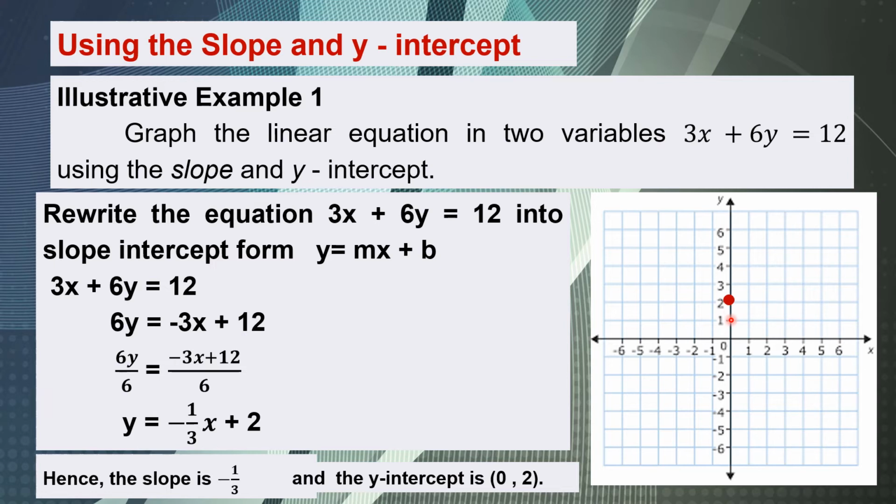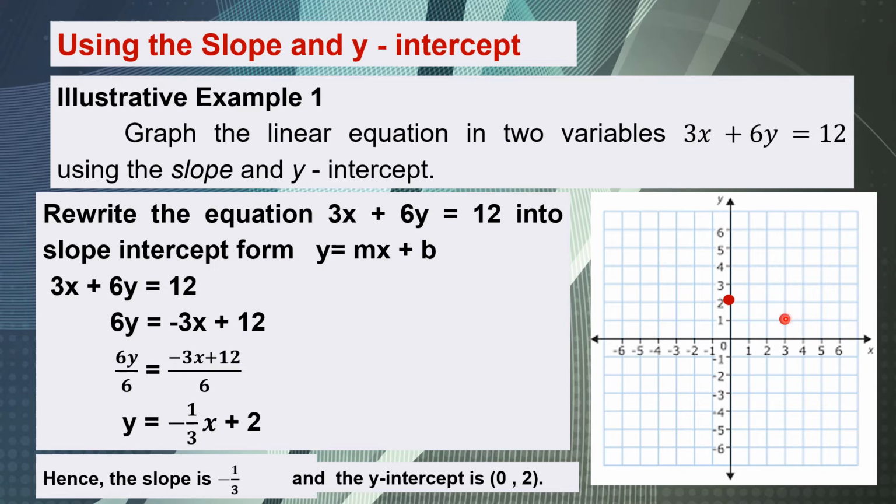So from this point, 1. And then our run is positive 3. So from this point, magmo-move tayo to the right kasi positive siya. So from this point, 1, 2, 3. So, andito na yung ating pangalawang point. Okay. Pwede pa din naman natin tong i-continue para ma-check natin.